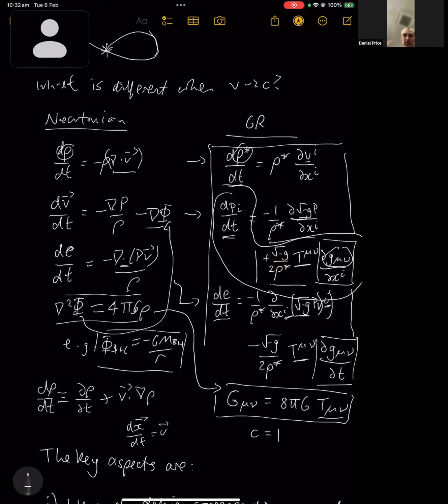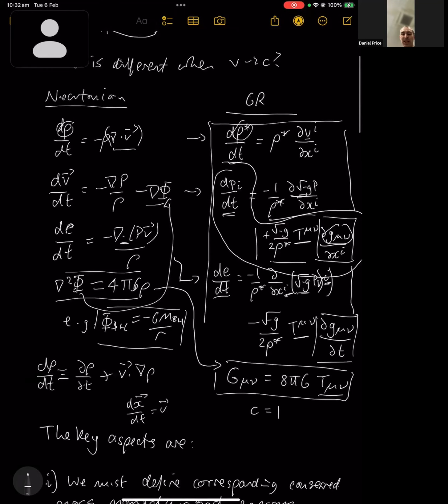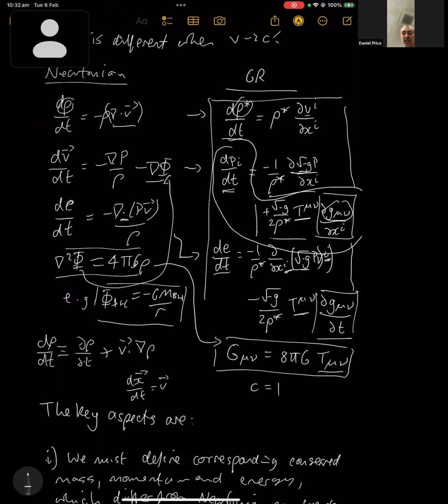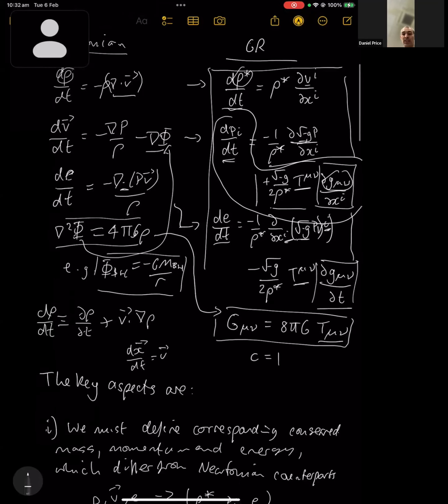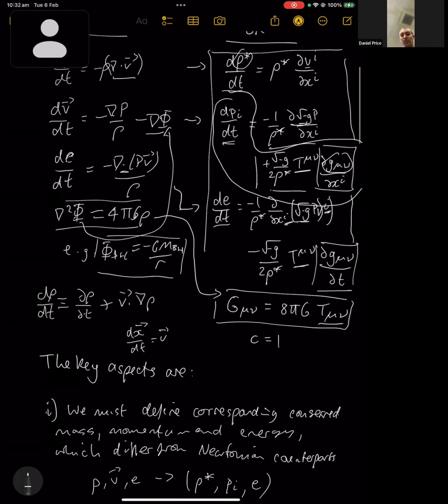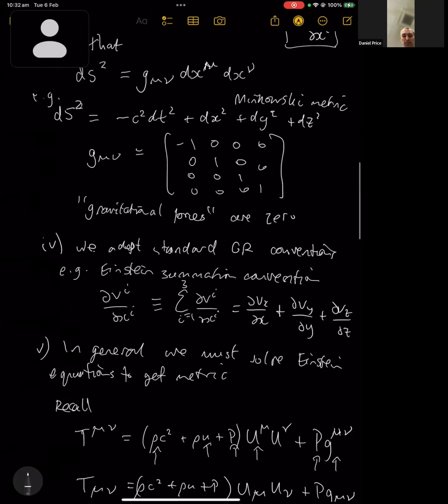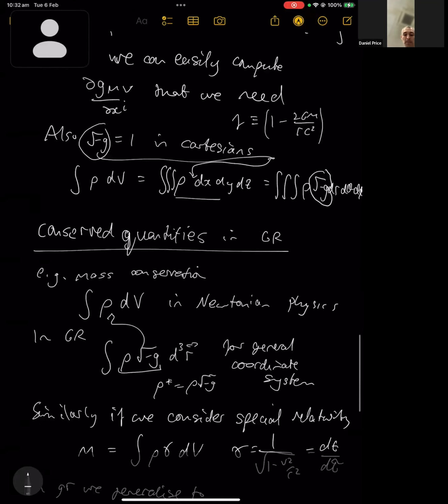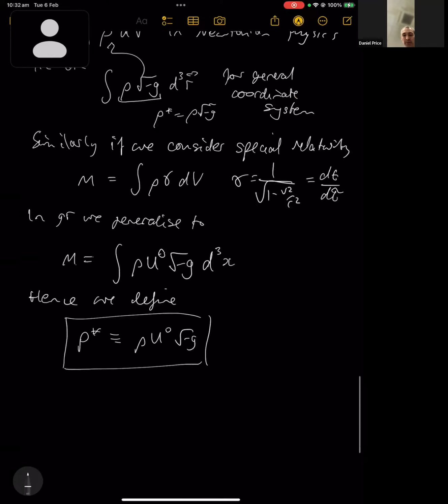So the idea is to still express the same conservation laws, but the quantities that are conserved are a more general thing than just density, velocity, and energy. So it really is the conserved mass per unit volume, the conserved momentum per unit volume, and the conserved energy per unit volume that we want to adopt. So some nasties in here already.